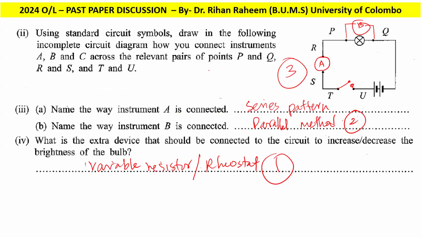If we write only resistor, okay, no problem. But you have to say either increase or decrease, otherwise it is random. So it's always better to put a variable one. When the light is too dim, you can reduce the resistance and increase the brightness. When it is too bright, you can increase the resistance.